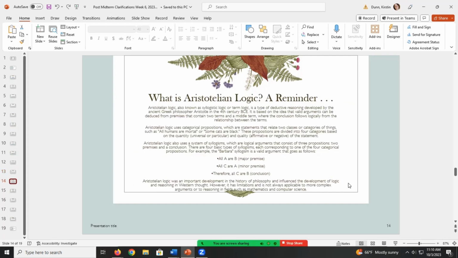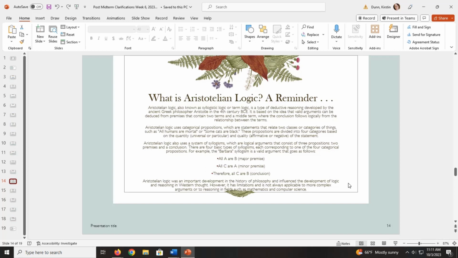Let's move on to what is Aristotelian logic? A reminder. Aristotelian logic is also known as syllogistic logic or term logic, and it is a type of deductive reasoning developed by ancient Greek philosopher Aristotle in the 4th century BC. It is based on the idea that valid arguments can be deduced from premises that contain two terms and a middle term, where the conclusion follows logically from the relationship between the terms.